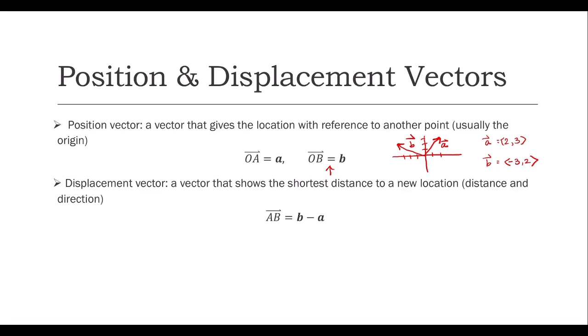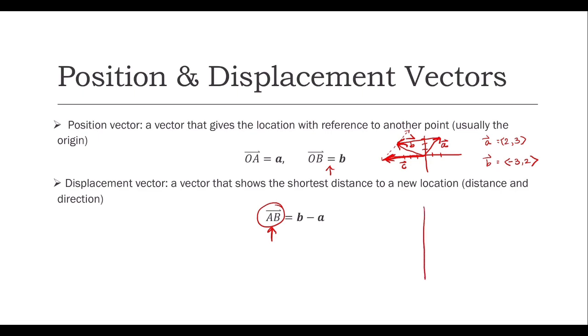And then a displacement vector is the shortest distance to a new location. So AB would be the distance from A to B. So it would be B minus A. So graphically, we would take A and move it over here. And then since we're subtracting, we need to flip it around. So it would go this way. So your resultant vector would be here. That would be C, which is your AB vector. So that would be the distance between the two, your displacement. It would go right here.